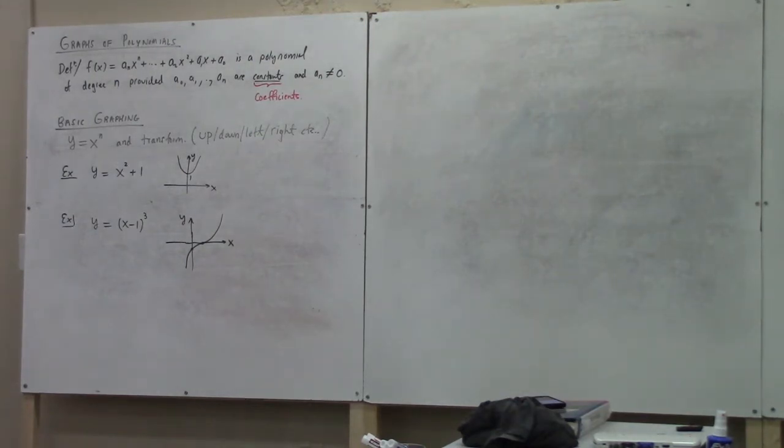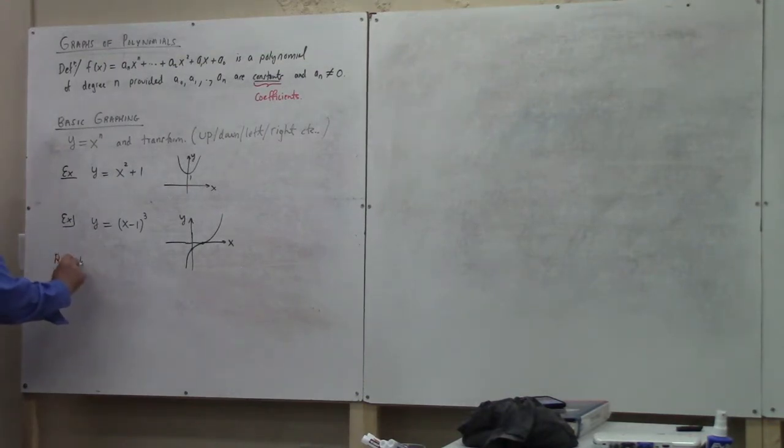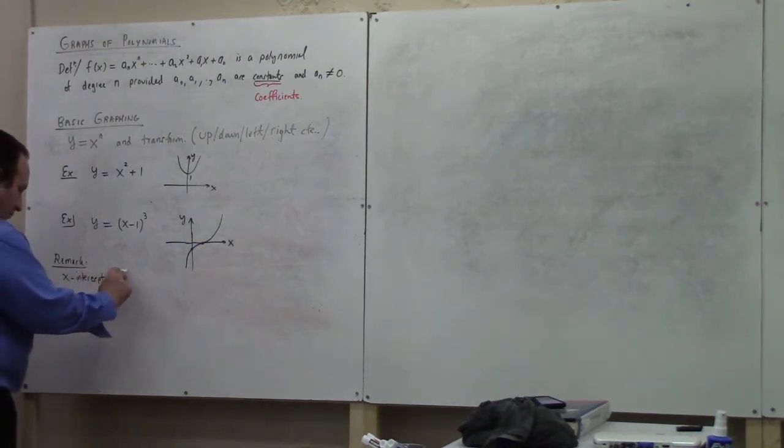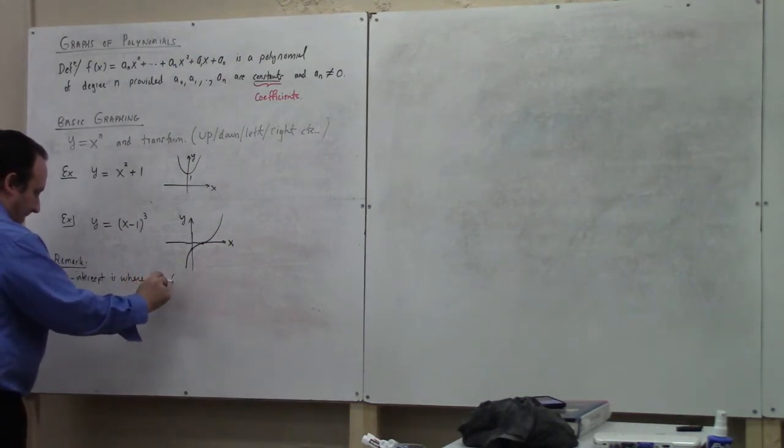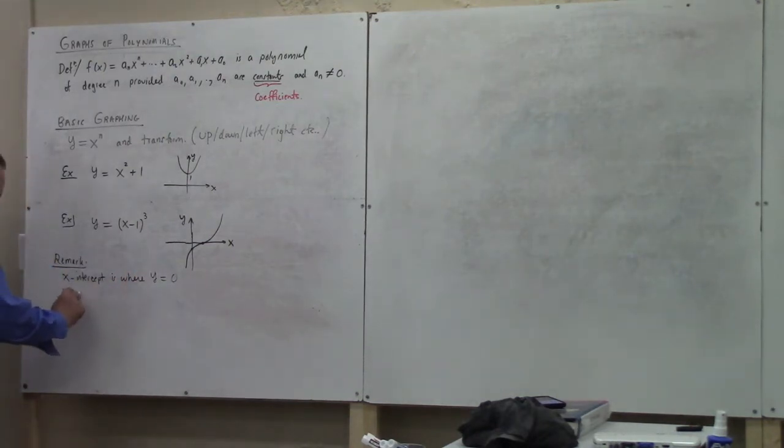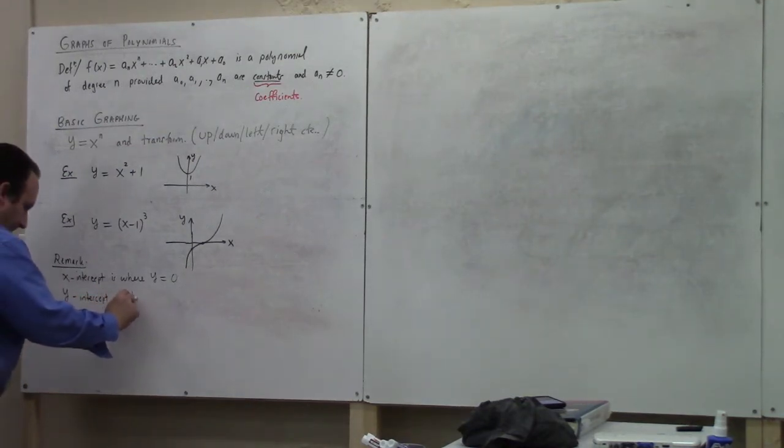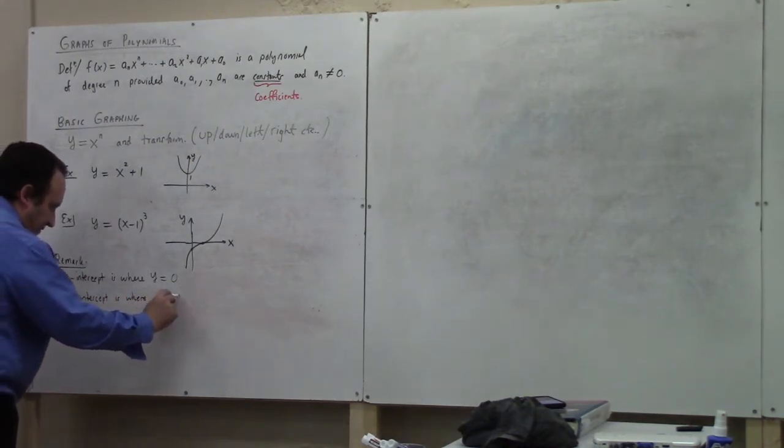One of the two. There's a lot of things that we can look for to give structure to our graphs, right? But one of the two basic ingredients we can look for is x-intercept and y-intercept. So how do we find those? X-intercept is where y equals 0. And the y-intercept is where x equals 0.